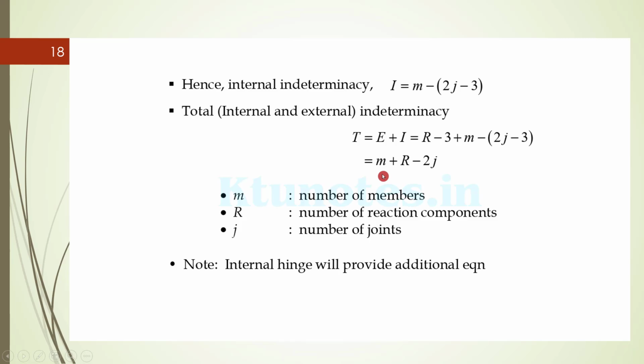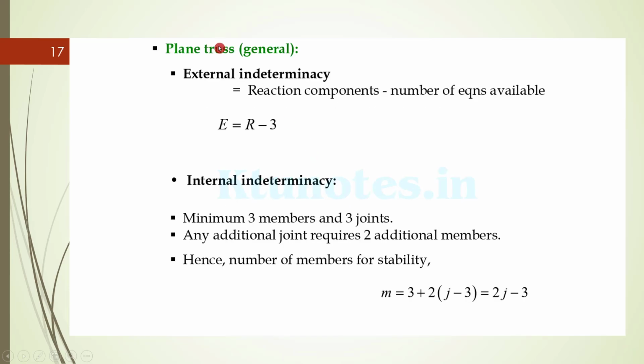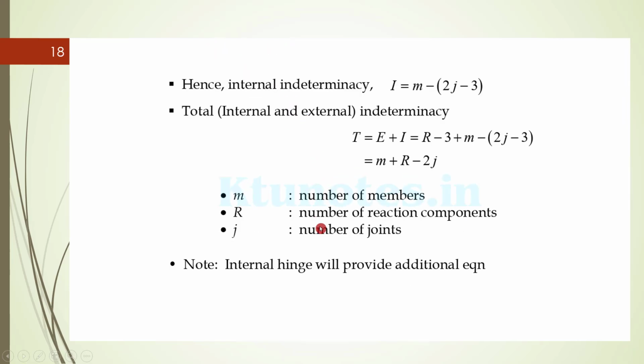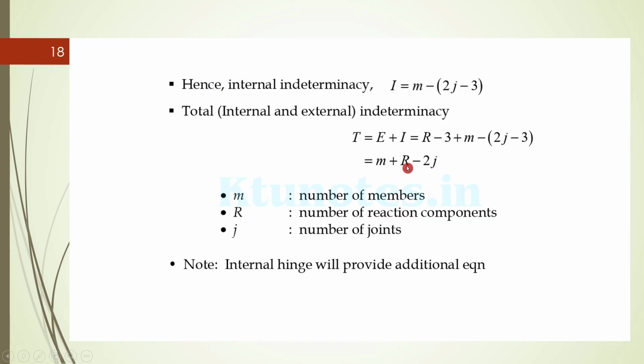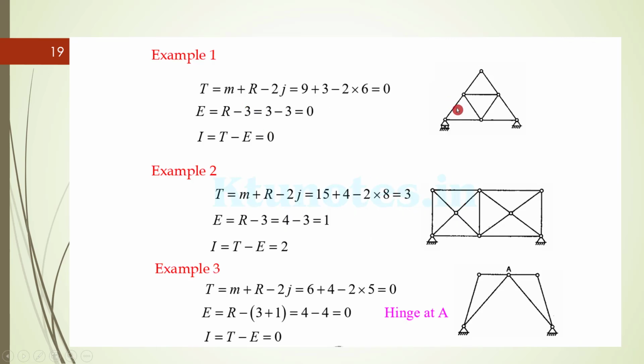So the total will be the external r minus 3 plus m minus (2j minus 3). Solving, m plus r minus 2j, where m is the number of members in the plane truss, r is the number of reaction components, and j is the number of joints. Here also the provision of an internal hinge will provide an additional equation. Let us solve some problems. The final equation is m plus r minus 2j. So m will be the number of members here. This will be 1, 2, 3, 4, 5, 6, 7, 8, 9. 9 plus 3. That is 2 unknowns here, 1 unknown here, being a roller. So 3 will be in that way.